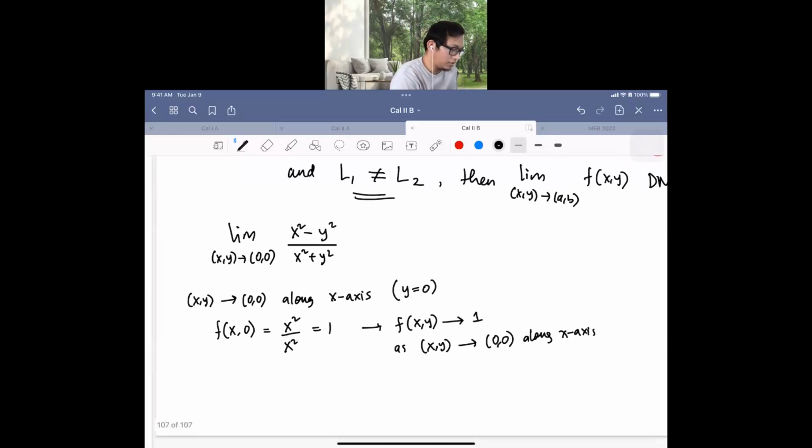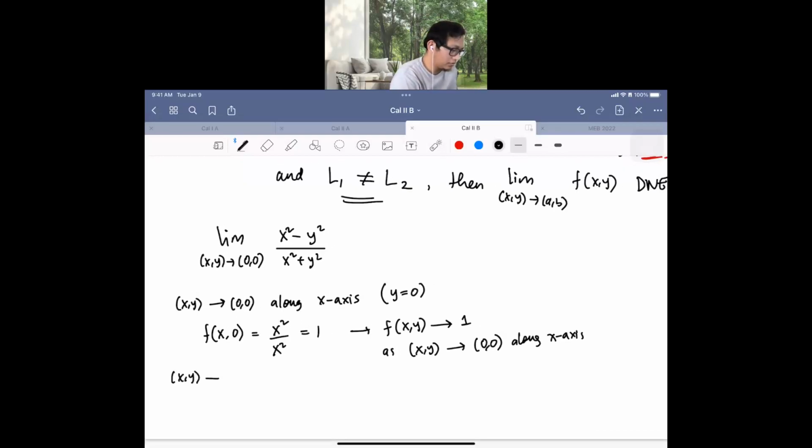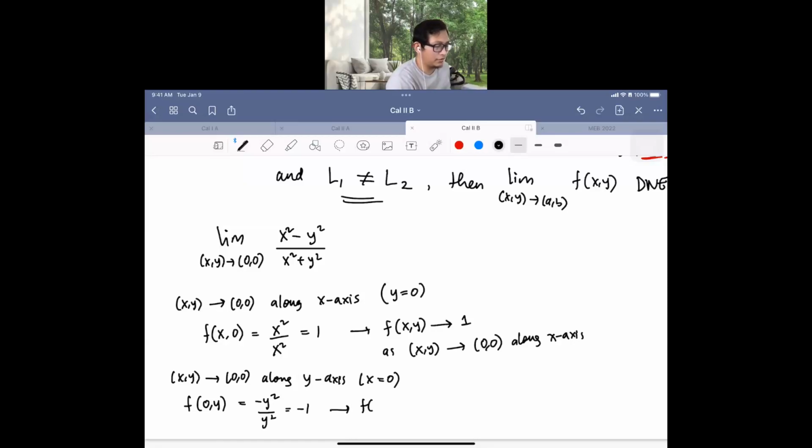And then we can also check along the y-axis when x is equal to 0. So we have f(0, y), and this will be -1. So f(x, y) will be approaching -1 as (x, y) goes to (0, 0) along the y-axis.